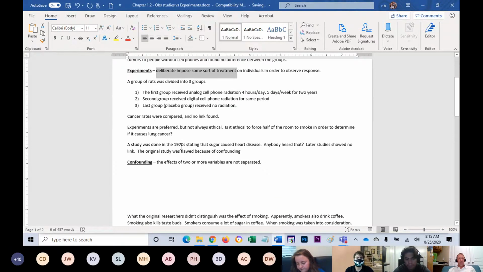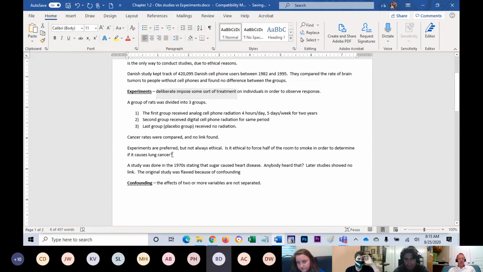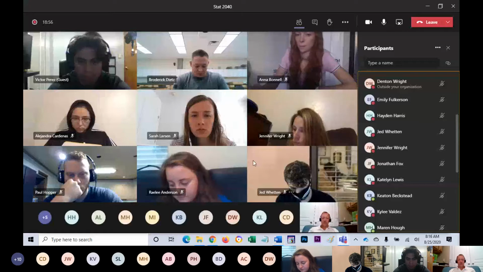Now, generally, experiments are preferred, but it's not always ethical. So would it be ethical for me to force half of the room to smoke and determine if it causes lung cancer?